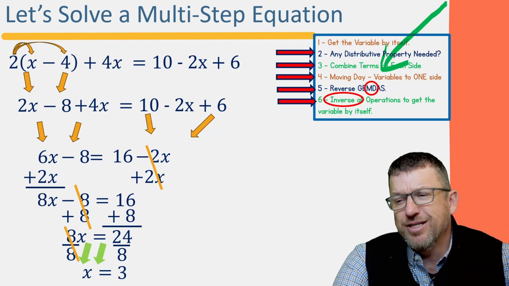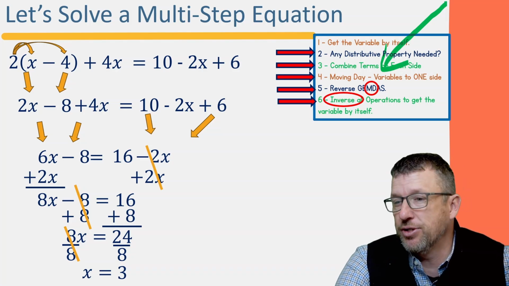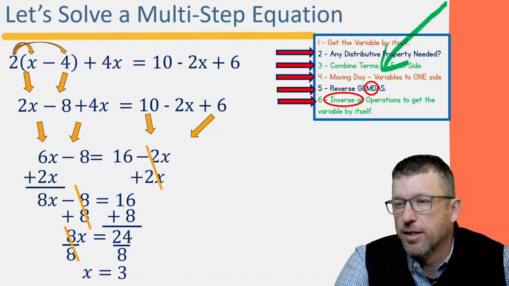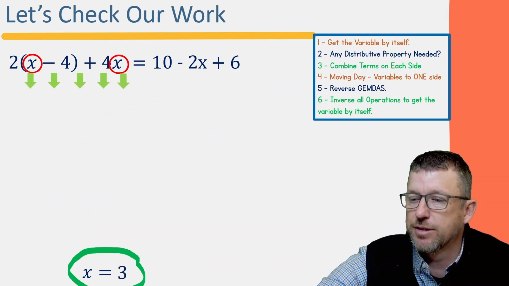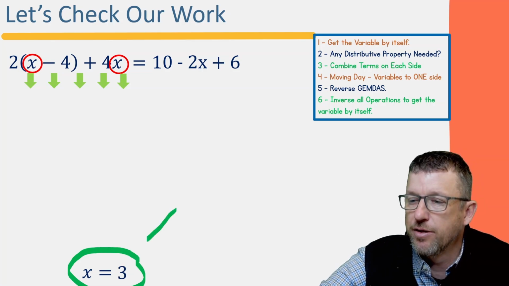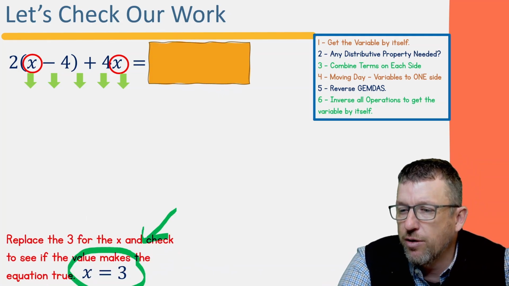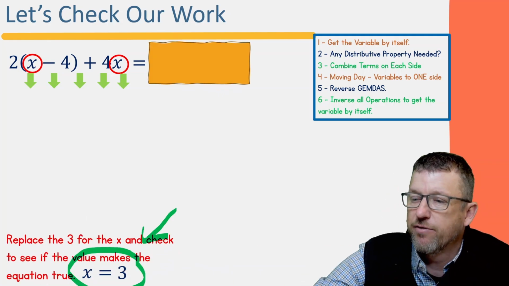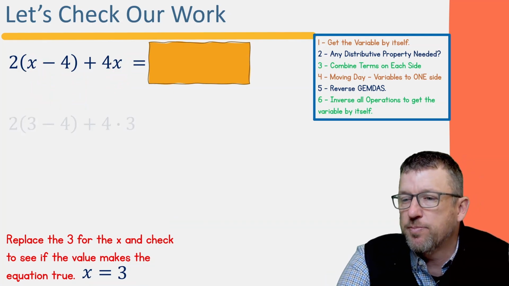Now, there's a lot of things that can go wrong there, isn't there? So let's show you how you can make sure you answer this correctly, okay? So we know our answer is, we figured this out to be x equals 3. So we're going to go ahead and plug in the 3 to the x's on one side of the equation. So let's just go ahead and replace the 3 for the x and check and see if each side equals the same thing, okay? So let's plug that x in.